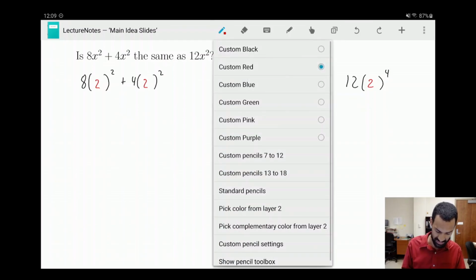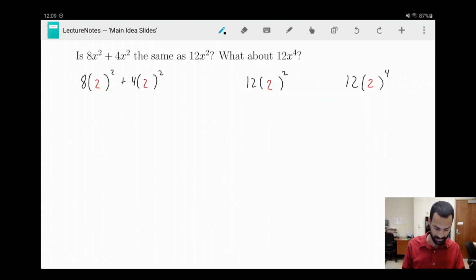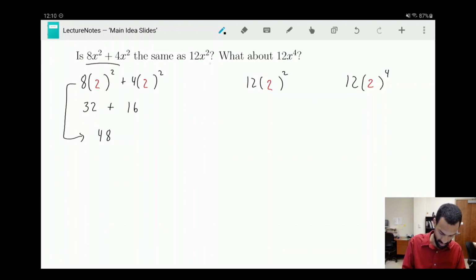Okay, all right, so 8 times 2 times 2, right? That's 8 times 2, which is 16, times 2 is 32, plus 4 times 2 times 2. 4 times 2 is 8, times 2 again is 16. So I have 32 plus 16, which would be 48. So my original expression, if I plug in 2, comes out to be 48. This should be 48 as well, because I'm claiming that these two are the same.